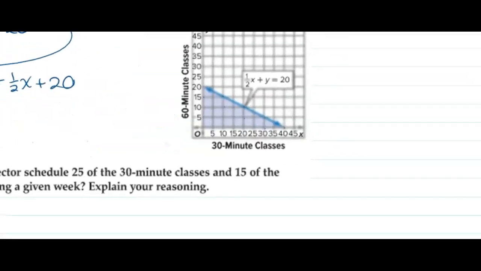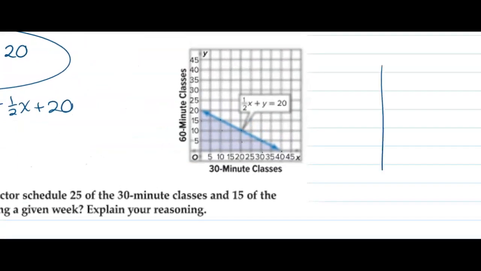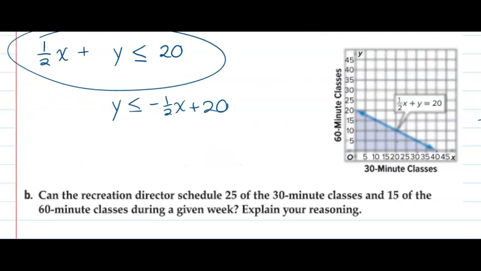Now, we only have part of a 4-quadrant graph. We're only looking at the first quadrant. Why is that? Well, we can't offer -5 30-minute classes or -20 60-minute classes. The number of classes will always be positive, so we only need to graph in our first quadrant. We can kind of chop off the other 3 quadrants.